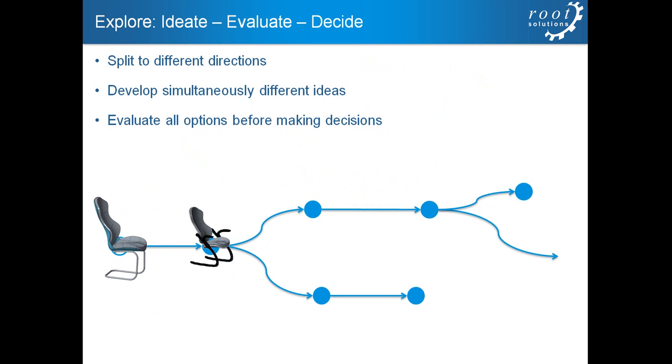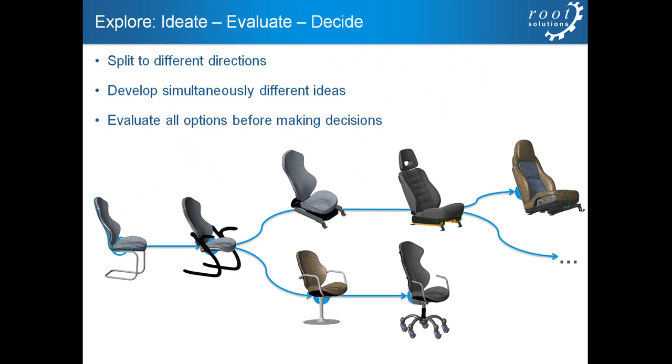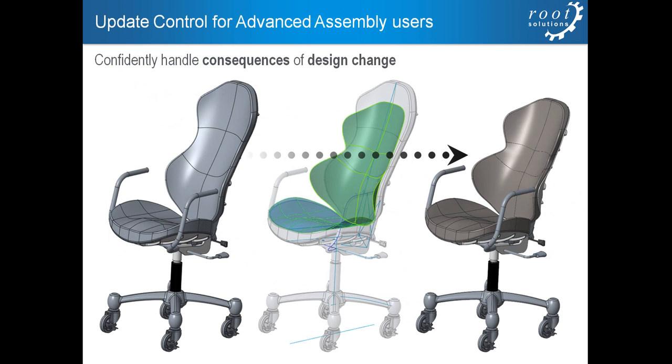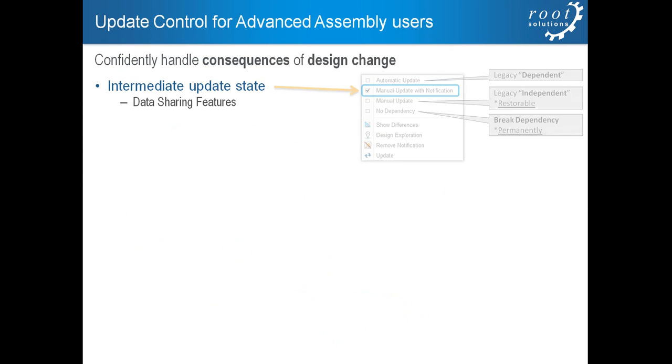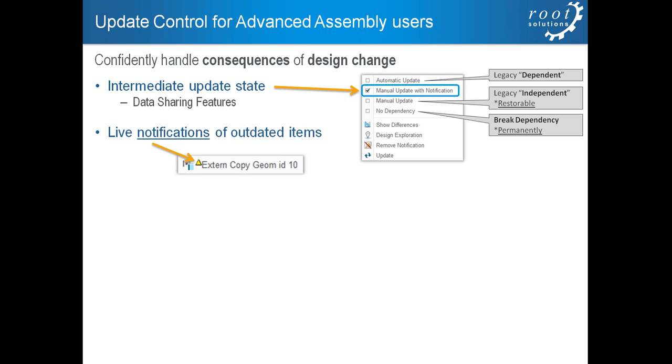Now, should you wish to branch off in a totally different direction, DEX will support the creation of simultaneous concepts, allowing you to evaluate all the different options and design strategies that you have for your product. In addition to this, DEX will also allow you to confidently handle the consequences of a design change. If you've copied geometry to downstream parts like surfaces, you can now define how those features update and what kind of control you have over them.